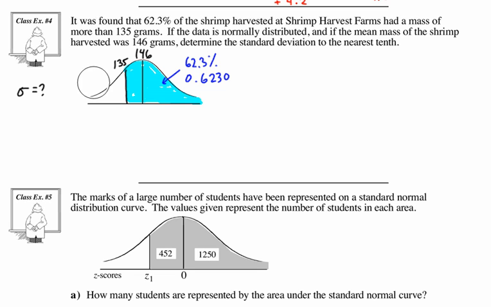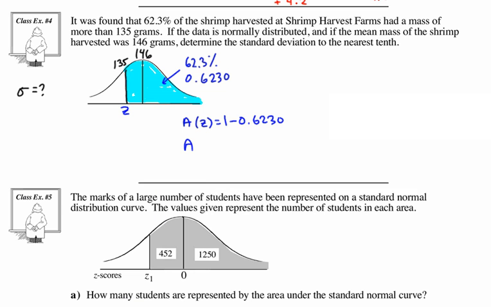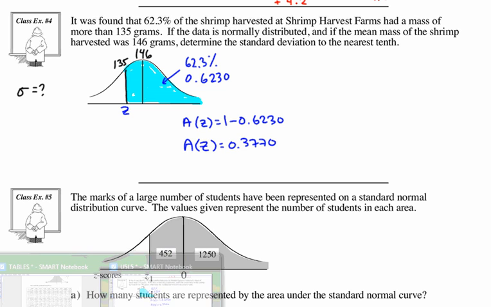How do I get the area to the left? Well, the area to the left of this z-score, we'll call it z, is going to be 1 minus 0.6230, because that's to the right. So grabbing your calculator, 1 minus 0.6230 is 0.377. So the area to the left of our z-score is 0.3770.